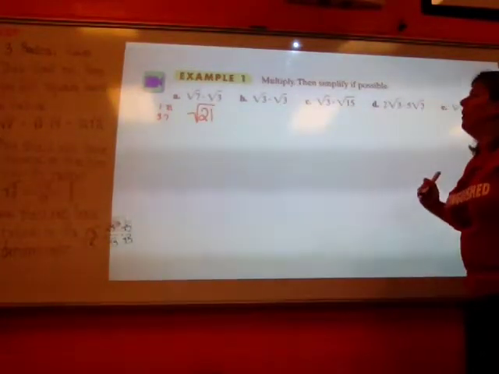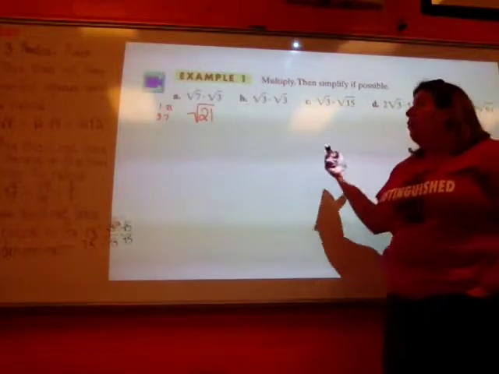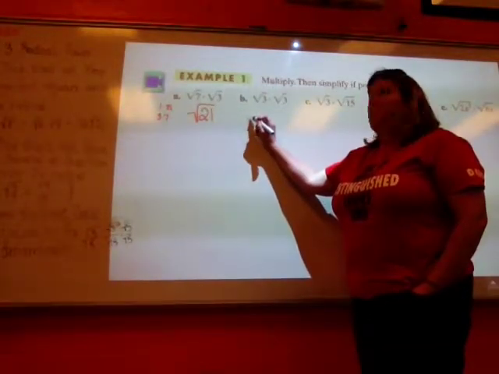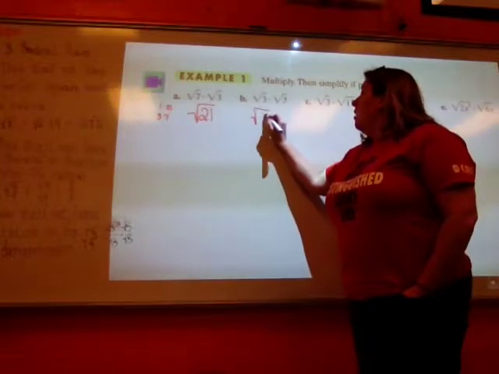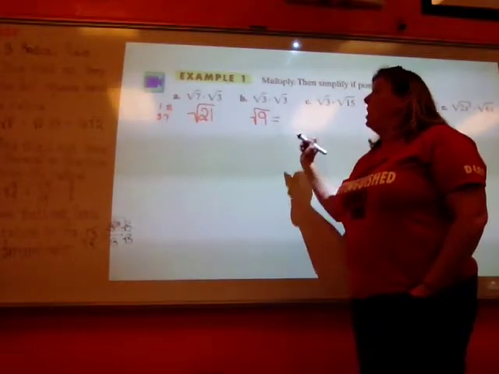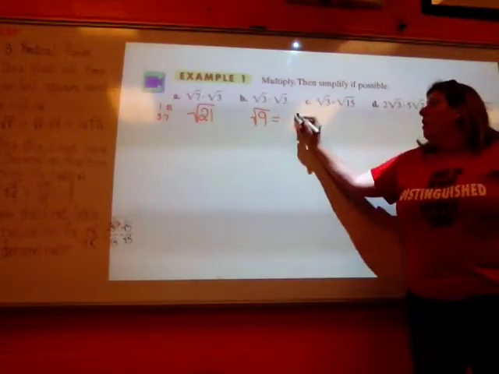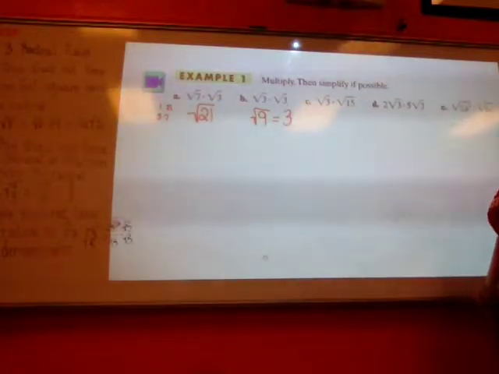So if I'm going to do the square root of 3 times the square root of 3, I'm really going to get what? I'm going to get the square root of 9, which actually becomes what? Whole number 3. Okay?